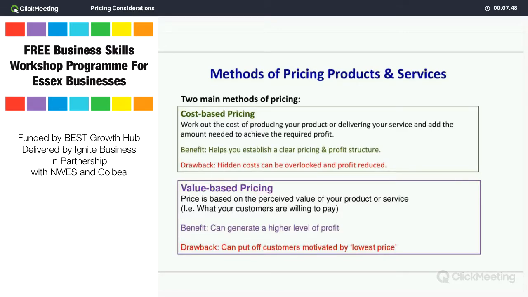If you are going to make, create, deliver, manufacture your product or buy in your product or service, then you've got to work out the cost of that making, creating, buying in, and add on to that the amount that you need to achieve the required profit. Now, there's also value-based pricing, and that's based on the perceived value of your product or service, and your research, and you're determining who are your target customers. What is their perception of value? What price would they expect you to charge?